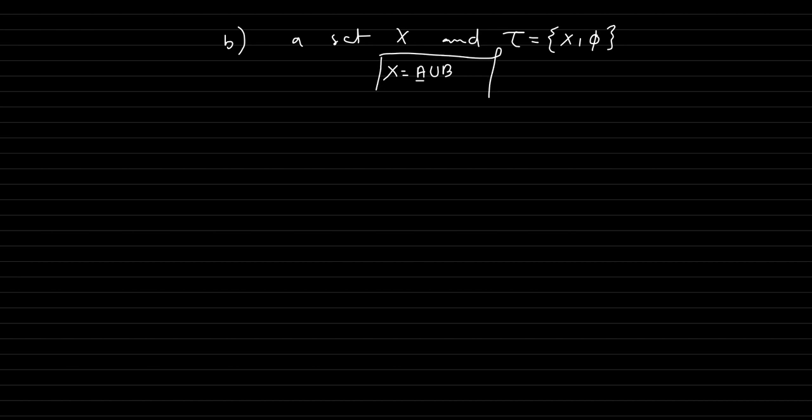Next, consider a set X and let τ be the trivial topology on X. Then there are no disjoint non-empty open sets A, B in X with X equal to A union B. We can't find such a pair of non-empty disjoint open sets in τ. Therefore, X is always connected. Any set X together with this topology is always connected.